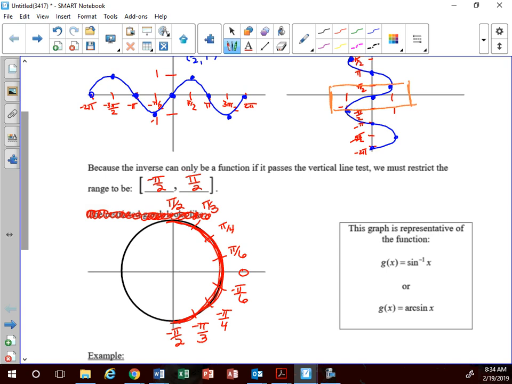So is 0 also an option? 0 is also an option. Yes.